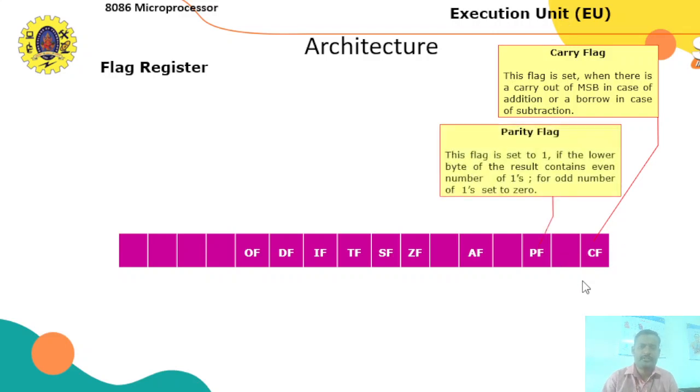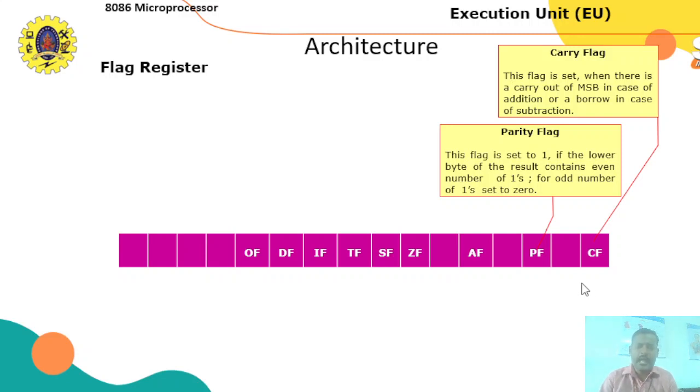Look at this second one, parity flag. Whenever we are transmitting some data, we use parity for error detection. Not error correction, this will be used only for error detection.